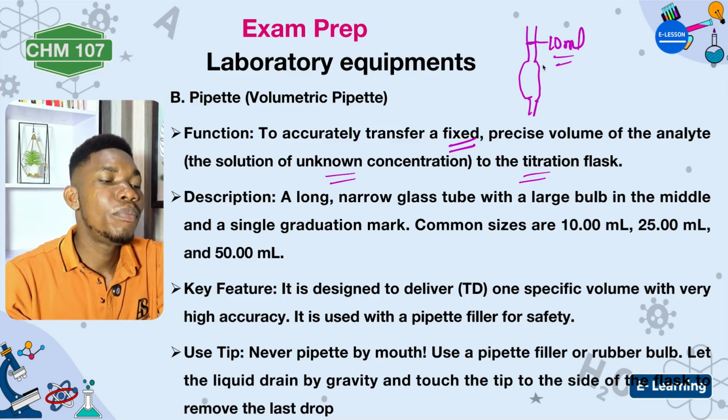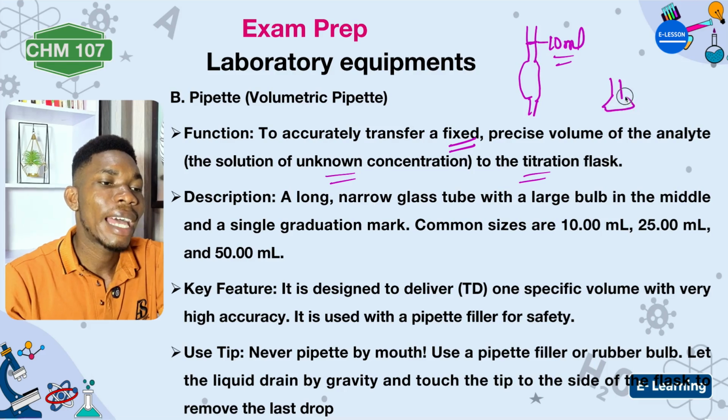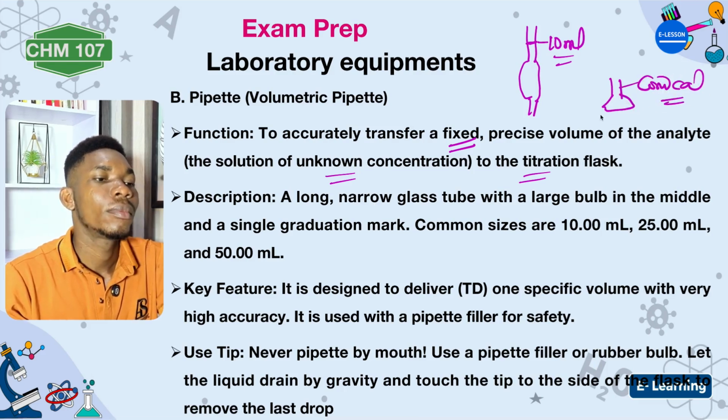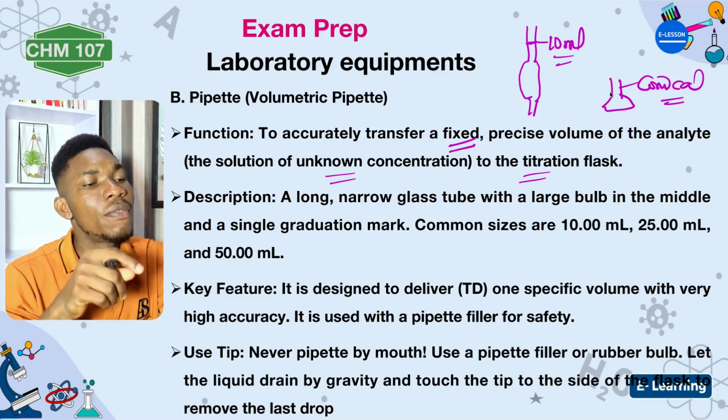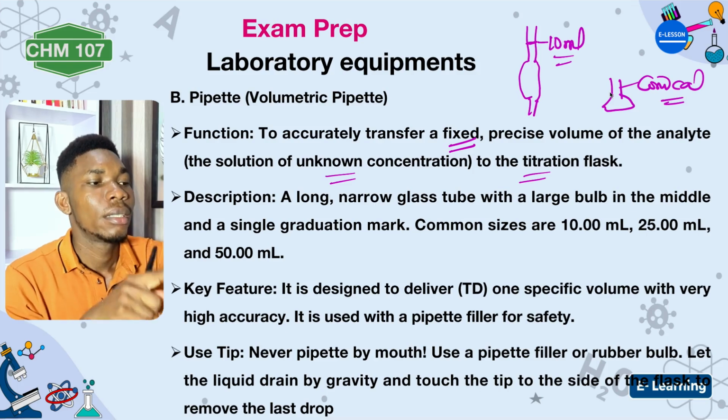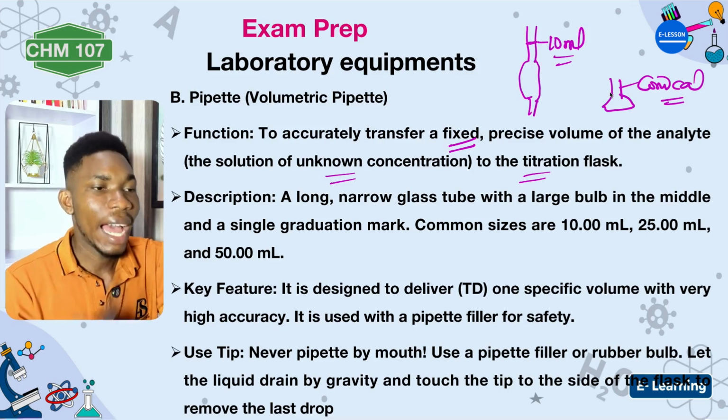So it is the pipette that is used to deliver analyte into your conical flask. The burette is used to deliver the titrant, the pipette is used to deliver the analyte. Are you getting it? All right.